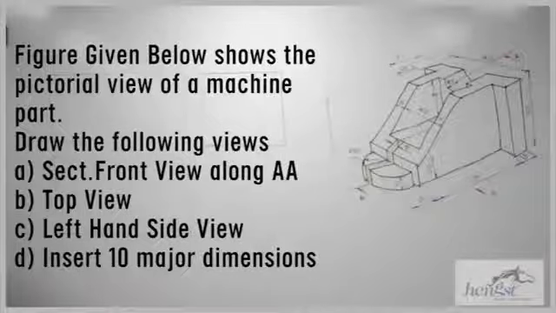The figure given below shows the pictorial view of an object. Draw the following views at full scale. A. Sectional front view along AA. B. Top view. C. Left side view. Insert 10 major dimensions.